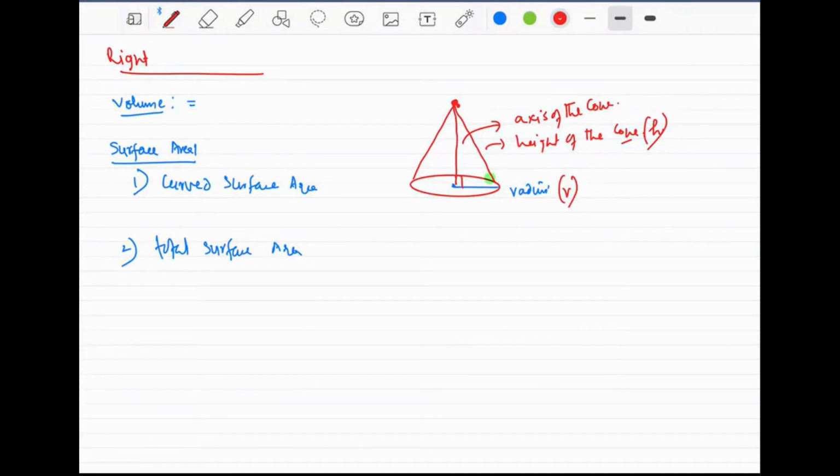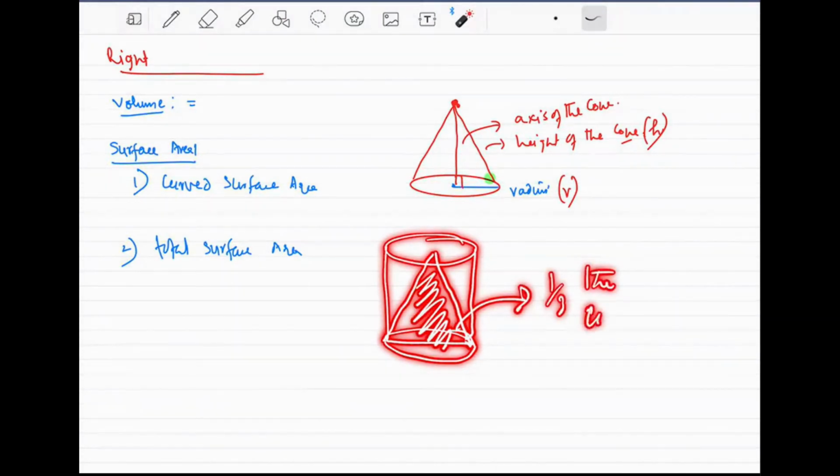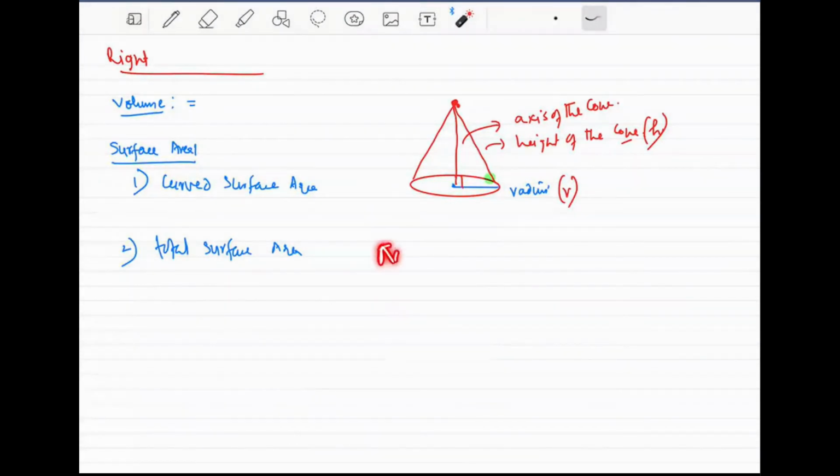For a cone, you should know that a cone is 1/3 of a cylinder of the same height. If you have a cylinder like this, and in the same cylinder you draw a cone like this, then the cone portion is 1/3 of the cylinder. What was the volume of the cylinder? Pi r square h, right? So for a cone, we have to multiply by 1/3 because it is 1/3 of the volume of the cylinder.